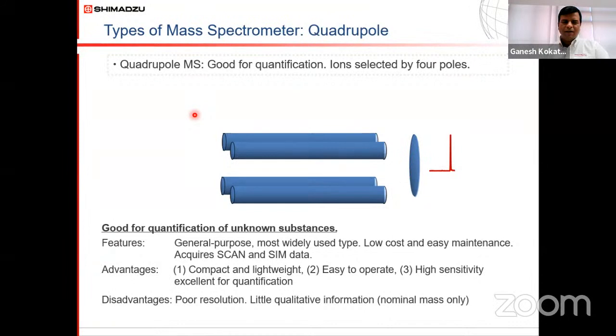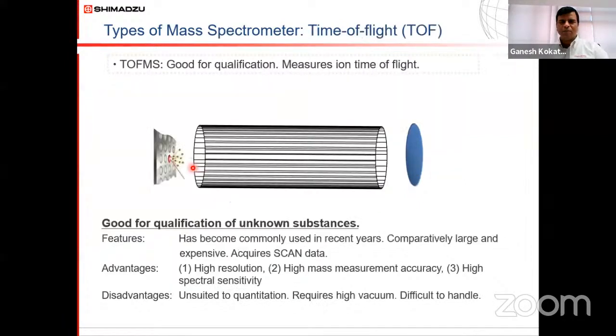The feature is that it's used for general purposes, most widely for scanning, or maybe SIM. What is SIM? What is MRM? I will let you know in a coming slide. The advantages are that it's compact and lightweight, easy to operate, with high selectivity and high sensitivity for quantification as well. That's why everyone prefers to have a quadrupole at least. This is a single quadrupole, where it's very difficult to get fragmentation, but very easy to get qualitative analysis.